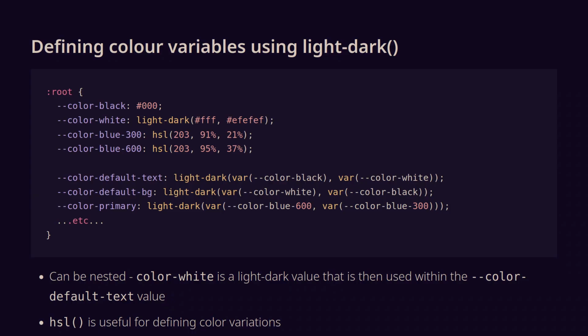initial values. So you can even see that we can pass a light-dark value into a light-dark value. So we've got our white defined in light-dark, and then we can pass that into our default text, and that will be white in dark mode.